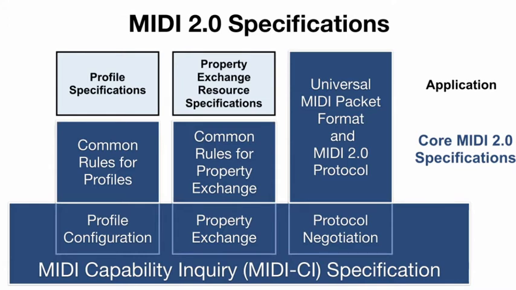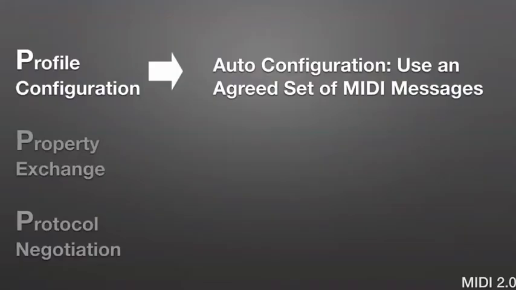And now what I'll do is I will explain what each of these 3 legs of the MIDI 2.0 system are. So profile configuration. Auto configuration uses an agreed set of MIDI messages. And you know, there are a number of examples. GM was almost a prototypical profile configuration.